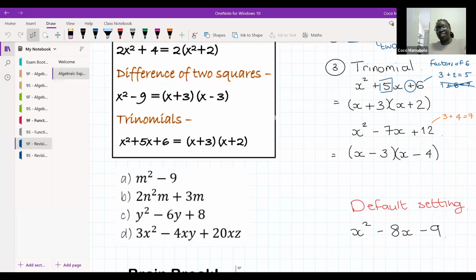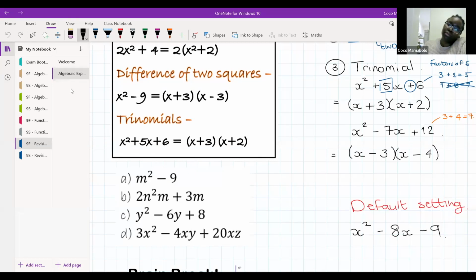Okay, we're going to start answering these questions, guys. Let's look at this first one over here. Can you tell me number A? All right. What kind of factorization are we doing for A? For A, what kind of factorization do we need to do here?